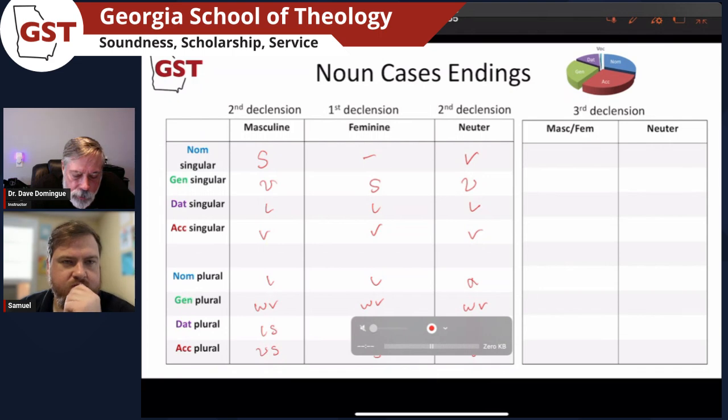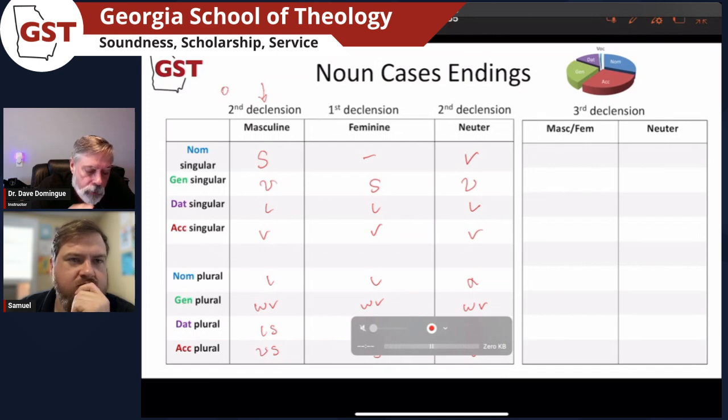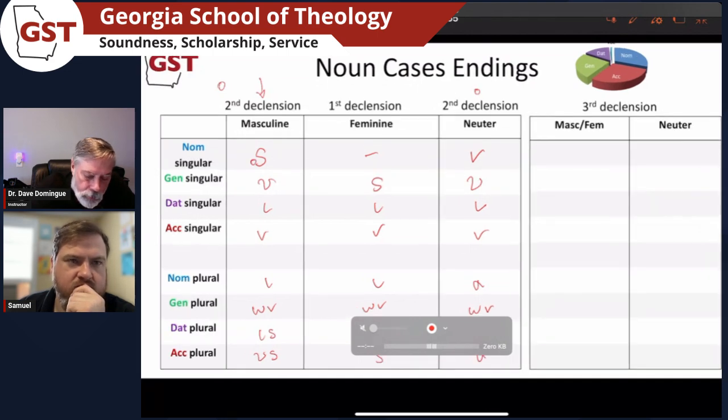Now, when we get to third declension, remember, the second declension follows a given pattern. In the second declension, the stem is going to end in an omicron, its connecting vowel, and then you add the case ending to it. So you get omicron sigma, omicron nu. The first declension is going to end with an alpha or an eta.